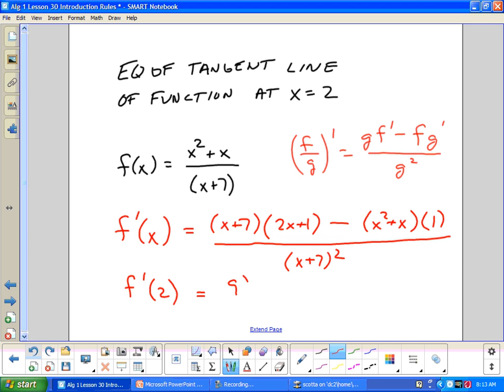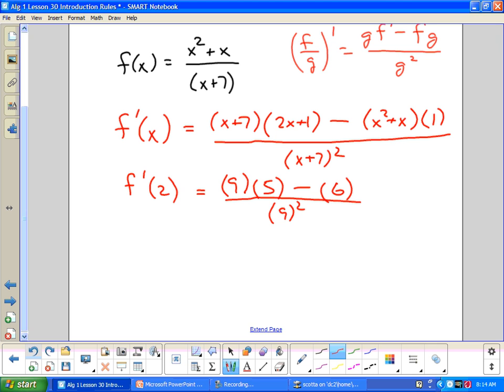2 plus 7 is 9. 2 times 2 is 4 plus 1 is 5. Minus 2 squared is 4. 4 plus 2 is 6. 6 times 1 is still 6. All over 2 plus 7 is 9 squared. It'll be 81 on the bottom. 45 minus 6. Everybody, you should have got 39 81sts. So I have now found the slope.